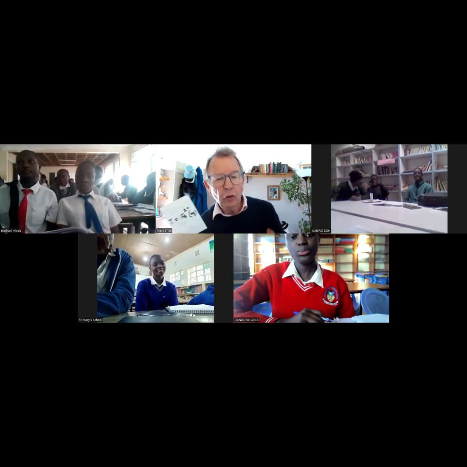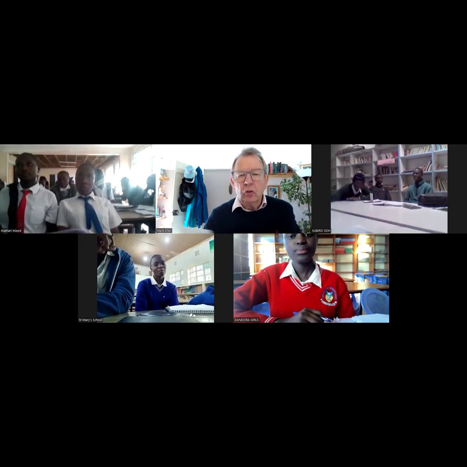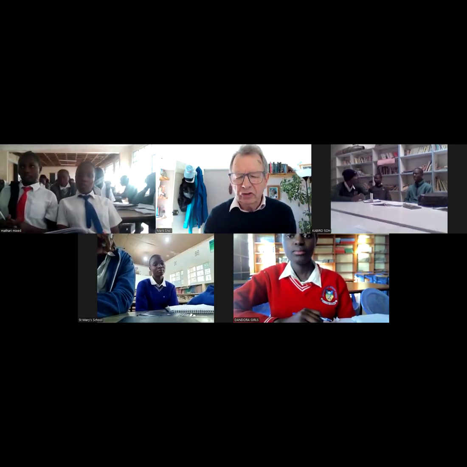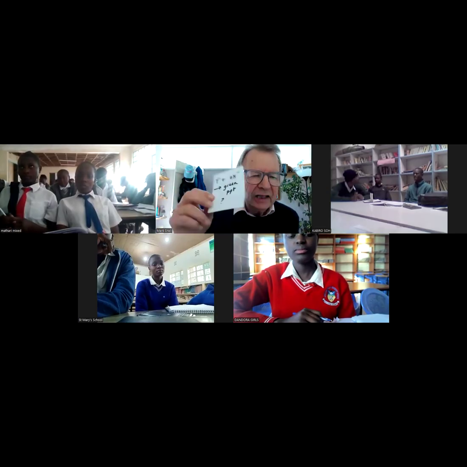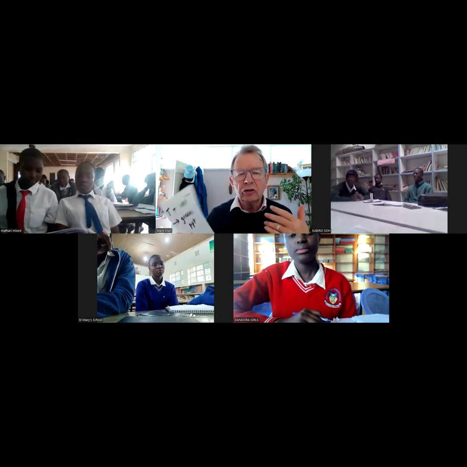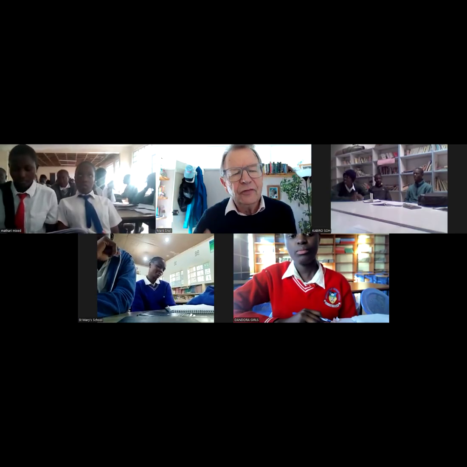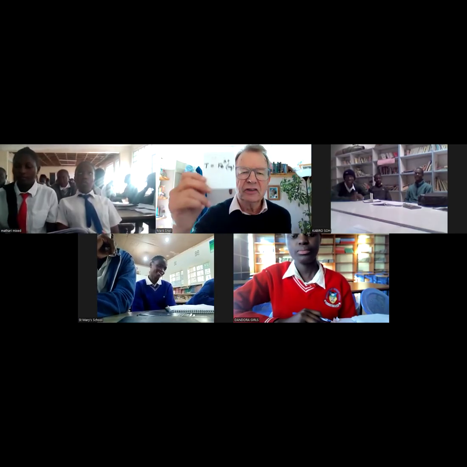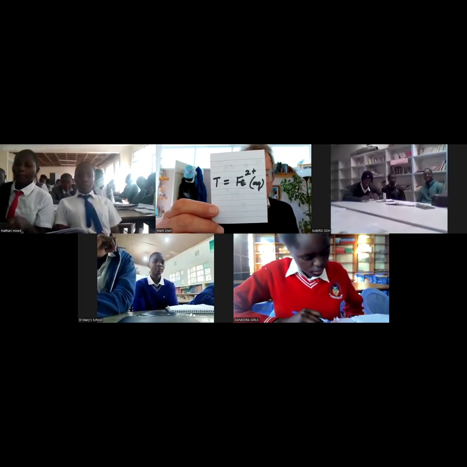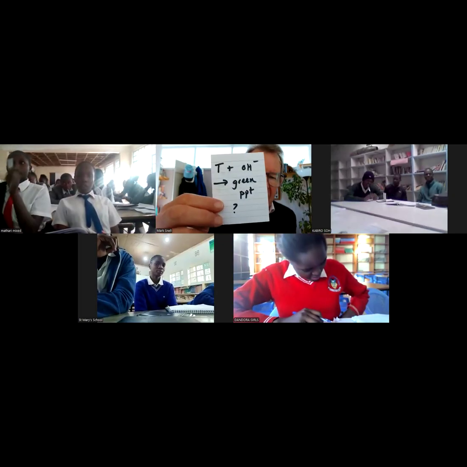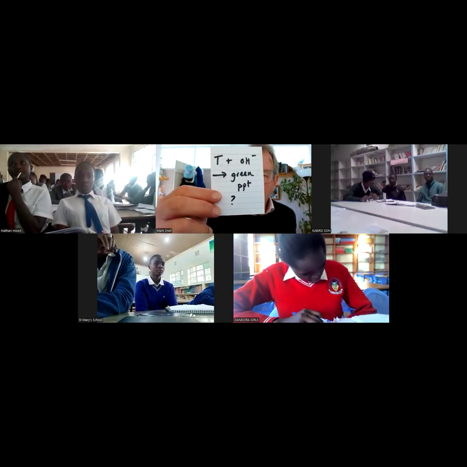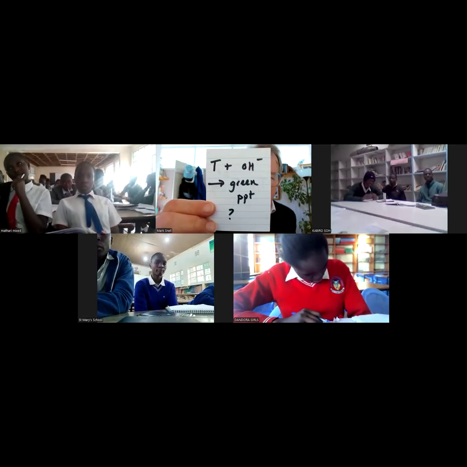This way, if you get with a friend or several friends or your chemistry class, you could each produce some of these and share them and use them to test each other. If I've got an unknown and it is Fe2 plus, how would I test for it? The answer is I would add OH minus and I would get a green precipitate.